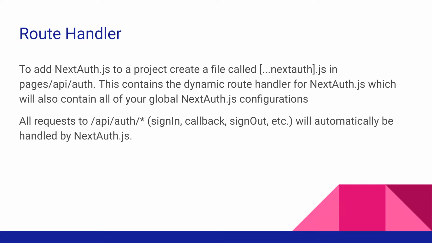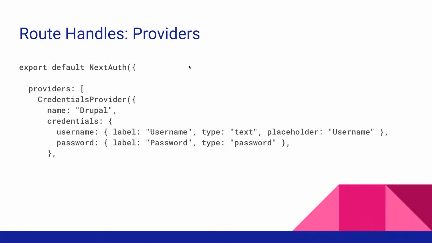The route handler will basically manage all the requests that will be sent for sign in, sign out, and requesting a new password, all these kinds of operations. So we override the default from NextAuth, and we do it by creating this file, with the spread operator, [...nextauth].js in the pages/api/auth folder. And then we can configure the file. So we have the credentials provider. We define the providers, Drupal with the credentials, username, and password.